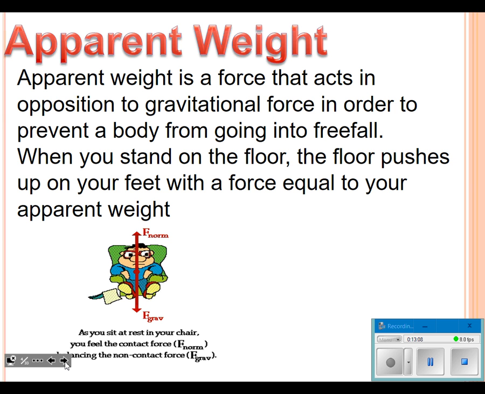Apparent weight is a force that acts in opposition to gravitational force. And it's in order to prevent a body from going into free fall. Okay, so it is always in opposition of gravitational force. When you stand on the floor, it pushes up on your feet with a force equal to your apparent weight, which would roughly mean that your normal force is equal to your apparent weight.